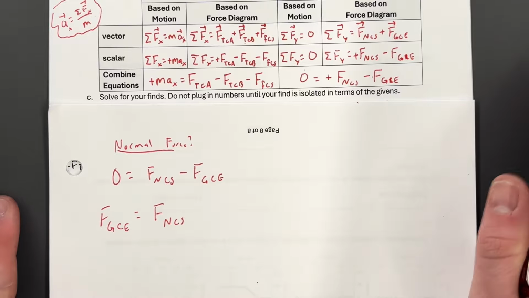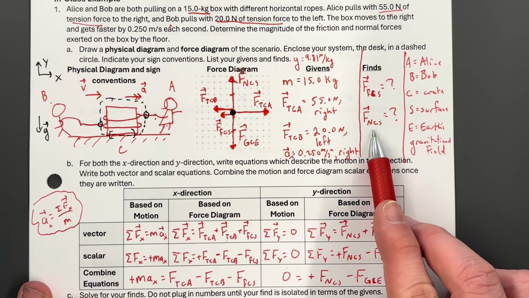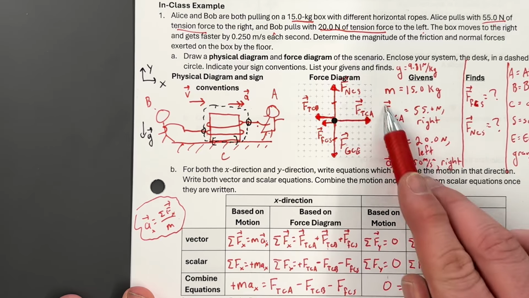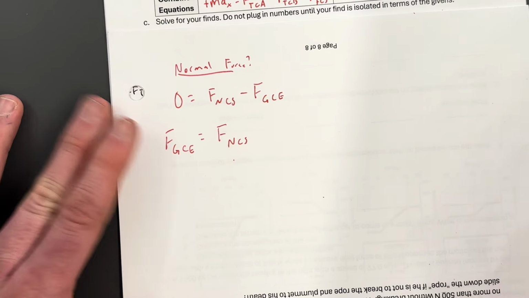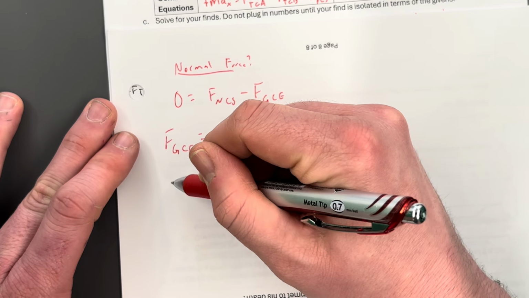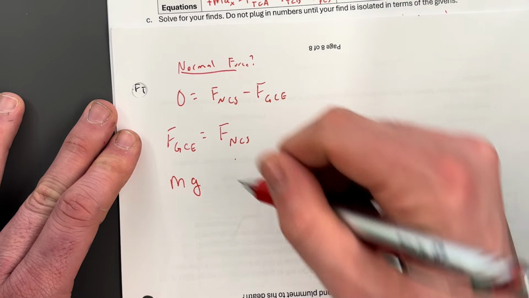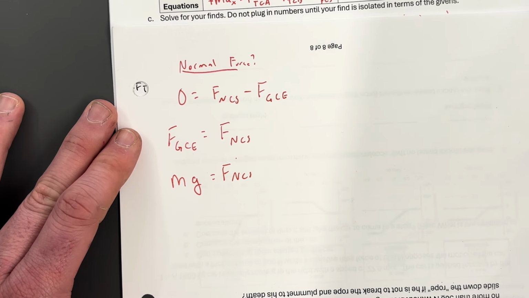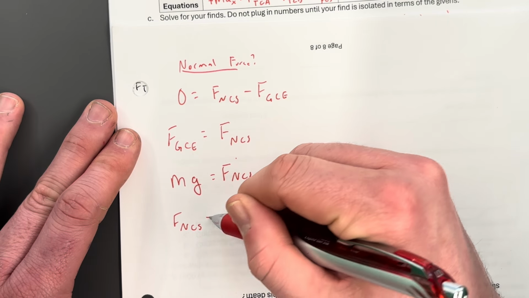Am I done? Can I plug in numbers? No, I can't, because yes, this is in my find list, the normal force. But FG is not in my givens list, but m and g are, so we're pretty close. The last step here is to say that gravitational forces can always be computed as mass times gravitational field strength. So the normal force in this case matches gravity. That's not always true, but it is true here.